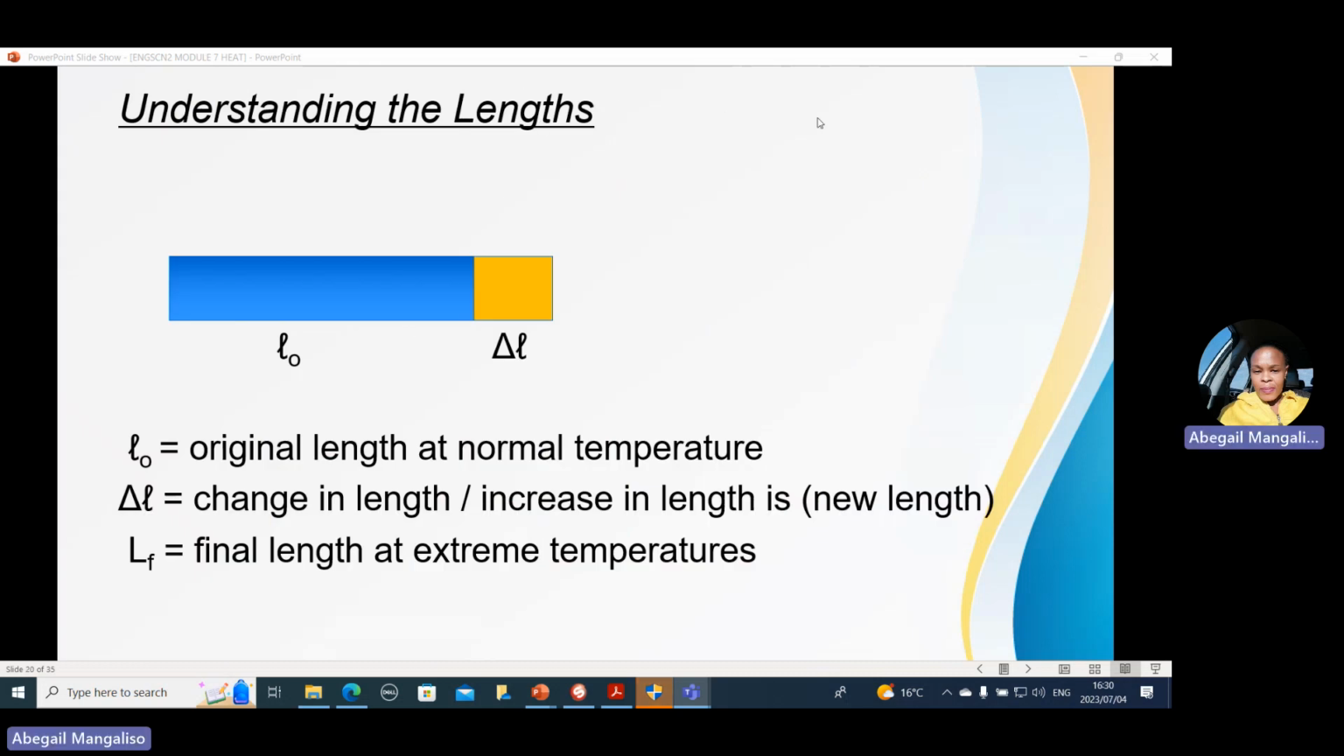Understanding the length. When we have a rod with its original length, this is LO. If it's heated, it's going to increase to this point, and this will be delta L. LO is the original length at normal temperature. Delta L is the change in length or increase in length.